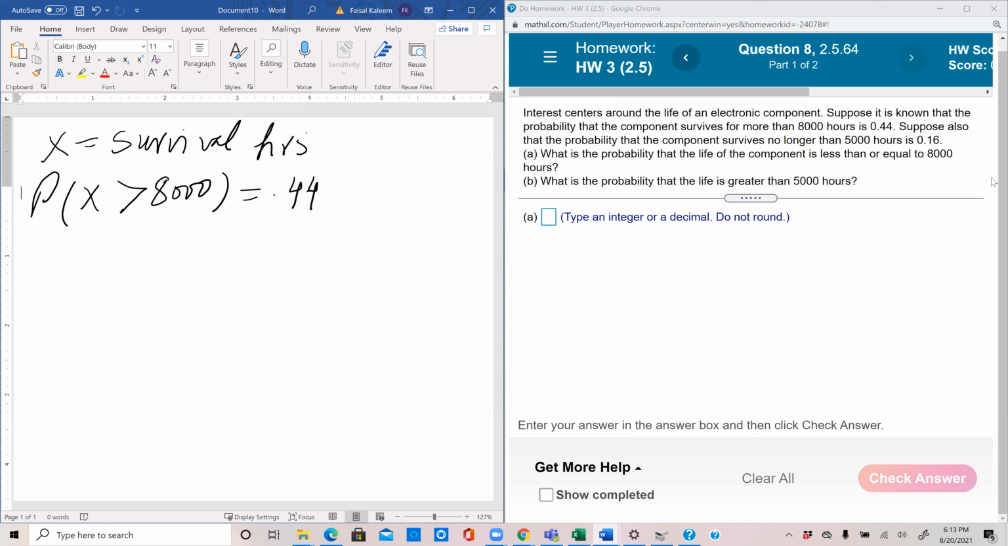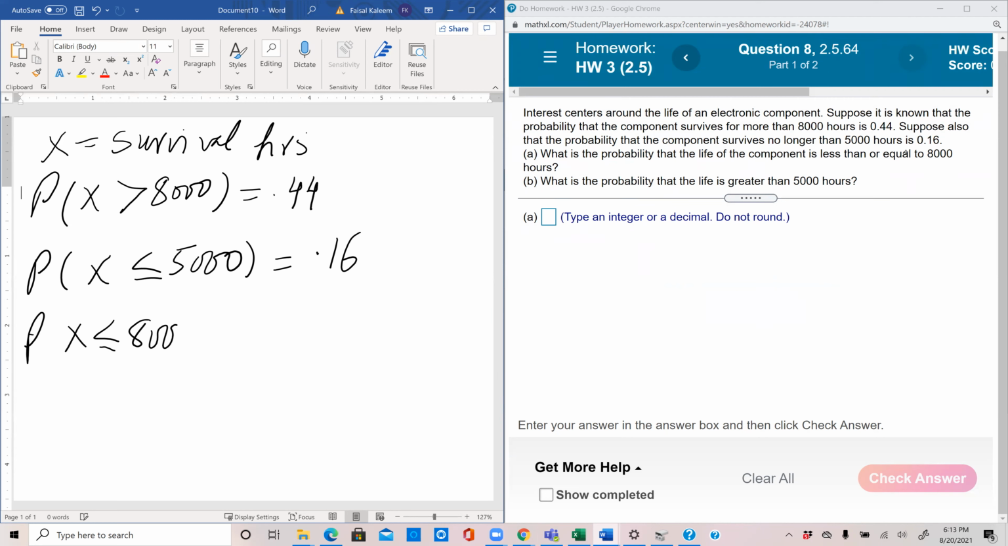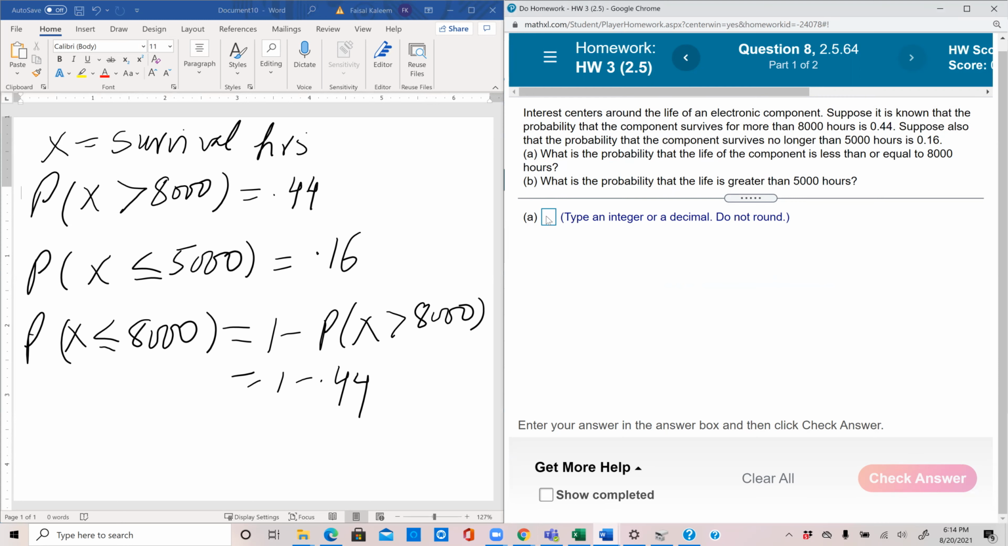And then the probability that the component survives no longer than 5,000. So that means X is less than or equal to 5,000 equals 0.16. What's the probability the life of the component is less than or equal to 8,000? So the probability that X is less than or equal to 8,000 would be the complement of the probability X greater than 8,000, equals 1 minus 0.44. So that's 0.56.